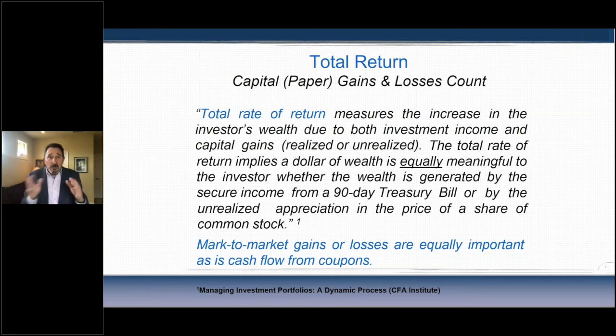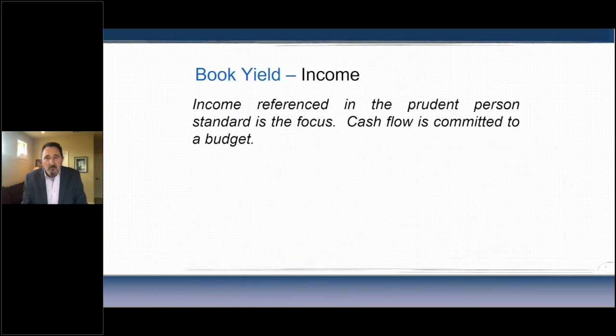And for many where budgets are important, that's where these styles, I think, vary. We'll summarize it here in a second: if you're focused on budgets, I think book yield is probably more relevant. If you don't use paper gains and losses and you don't need the funds for budgeting, total return is going to be a more relevant process.